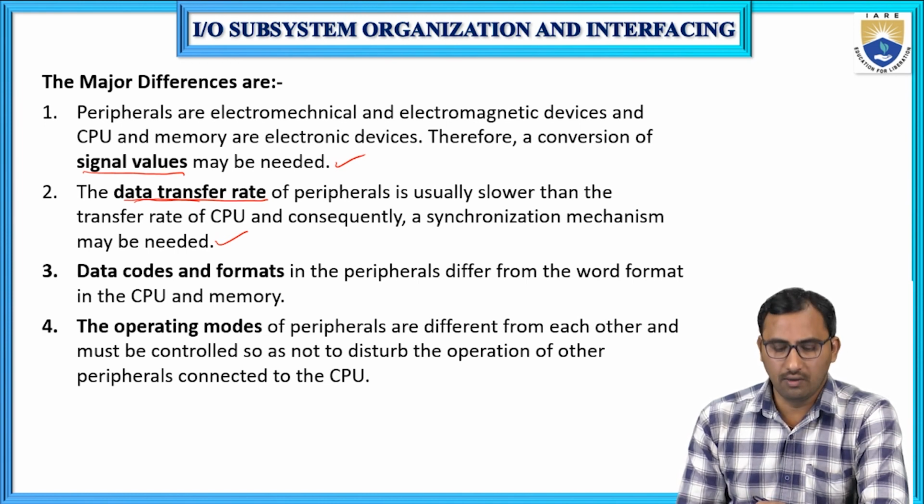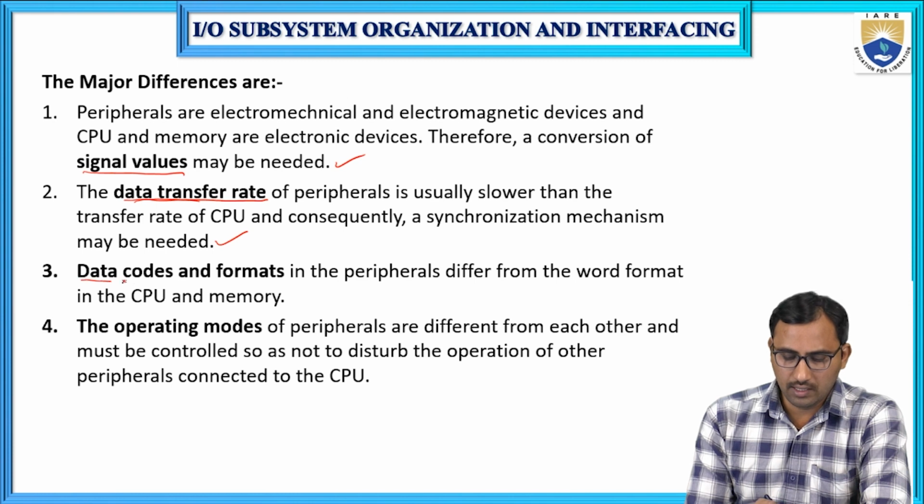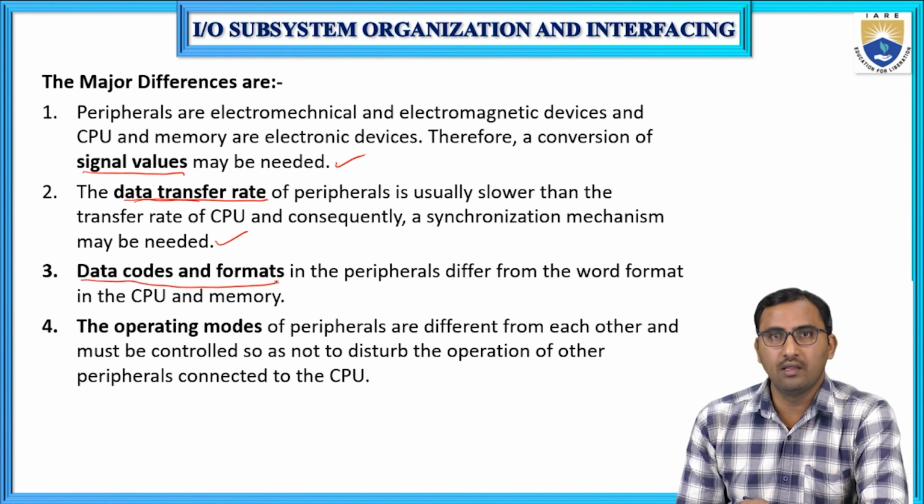Coming to the third difference, that is nothing but the data codes and formats. The data codes and formats for the CPU and the IO devices are different, because if you see the peripheral devices, the data format is the byte or block.